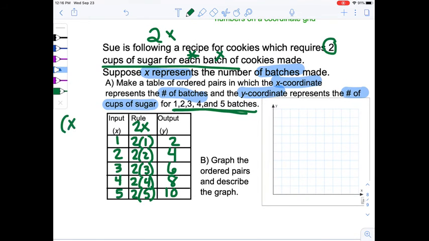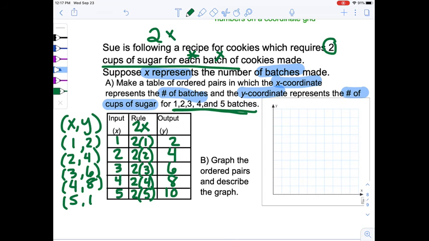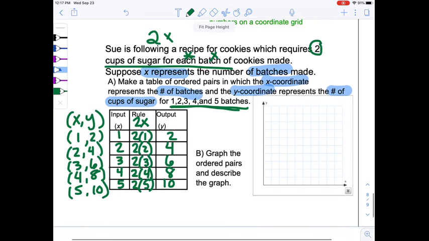So remember, ordered pairs are written as x then y. So our first ordered pair, the x value is 1, the y value is 2. Then we have 2, 4, 3, 6, 4, 8, and 5, 10. Now that we have our ordered pairs, we can graph them.